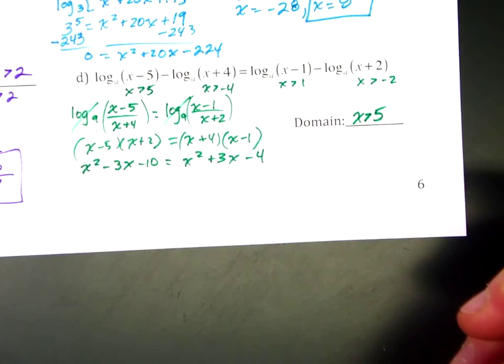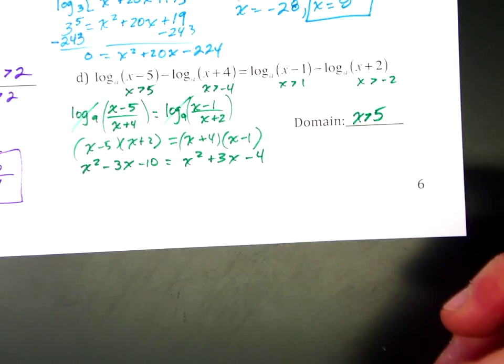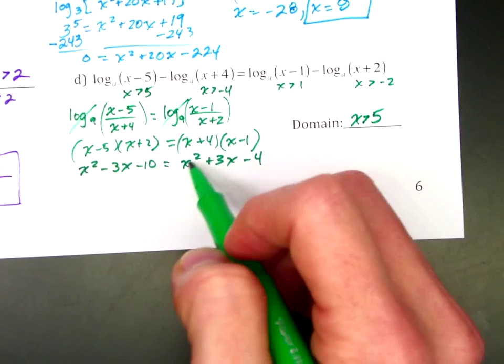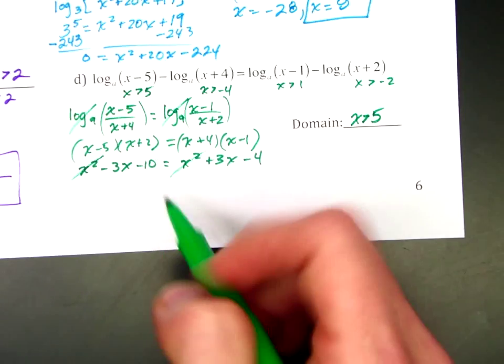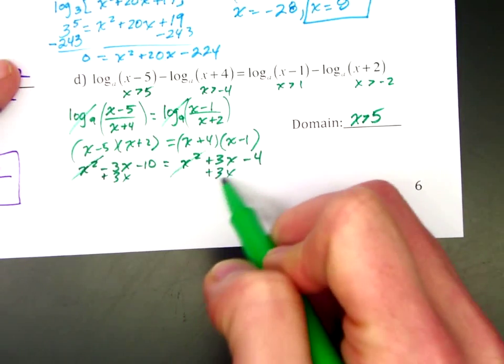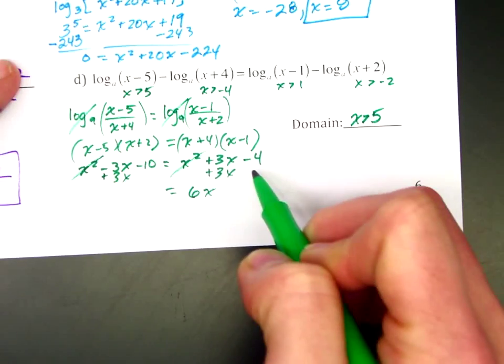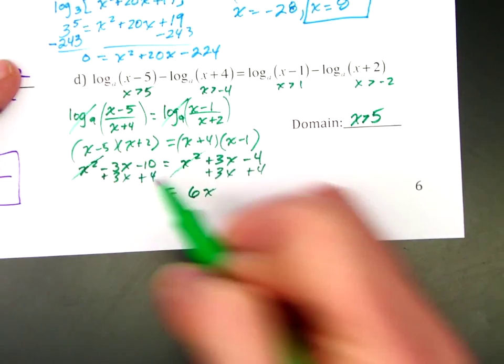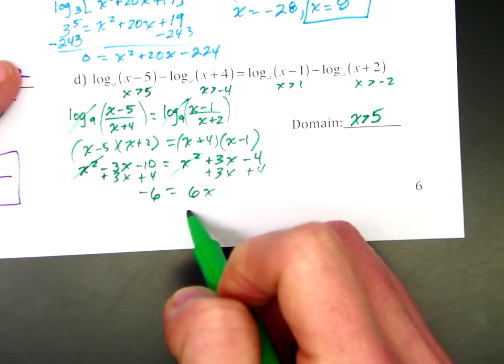Where do we go from here? What happens to the x squareds? Let's add 3x, and add 4. So we get x equals negative 1.